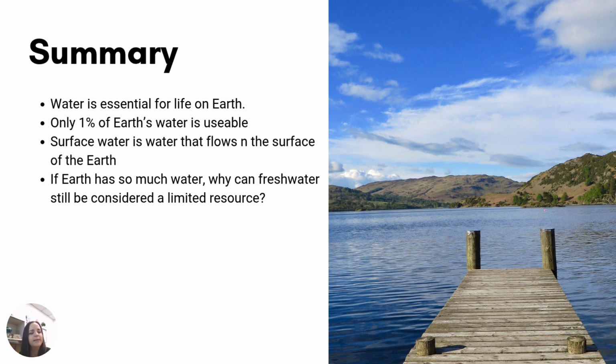All right, so in summary for this video, water is essential to all life on Earth, but unfortunately only 1% of Earth's water is usable out of that 70% surface. Surface water is water that flows on the surface, and we're going to talk about that in more depth next. And your question for your notes to answer is, if Earth has so much water, why can fresh water still be considered a limited resource?